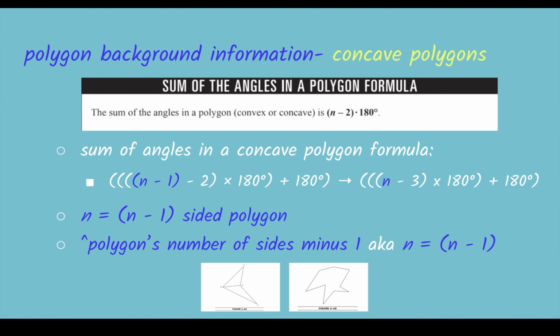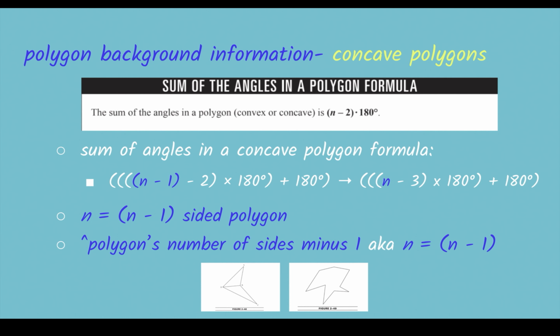However, concave polygons, as you can see in the figures below, have a caved-in vertex side sort of thing going on, and it switches up how you would get to the convex polygon sum of angles formula. Therefore, n now represents n minus 1, which is the polygon's number of sides minus 1. And so when you simplify this in the equation, n minus 1 minus 2 turns into n minus 3.